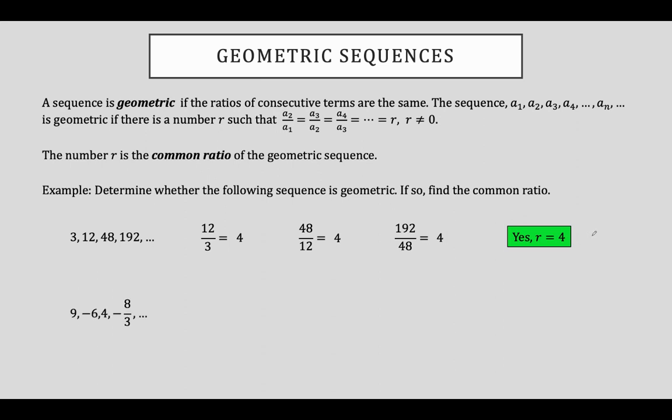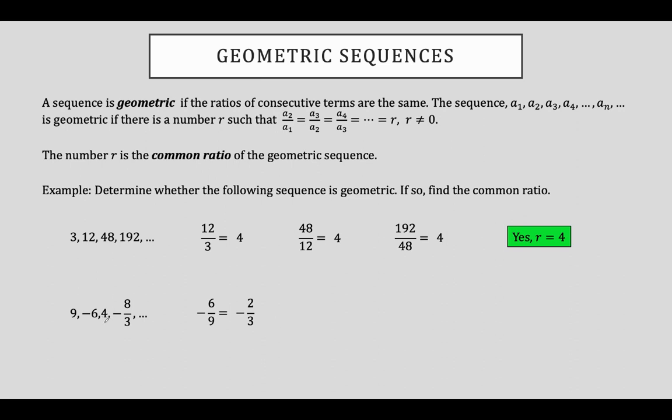Let's look at another one. 9, -6, 4, -8/3, ... Again, we need to take one term and divide by the previous term. That would be -6 divided by 9. Well, -6 divided by 9 reduces to -2/3.